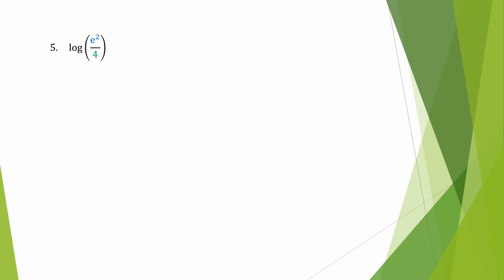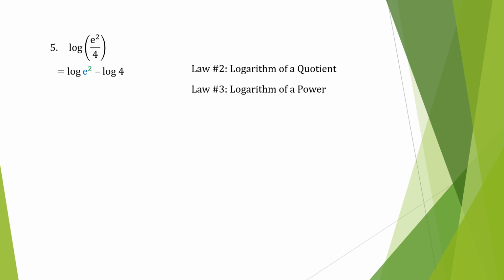Number 5, logarithm of e squared over 4. We will use logarithm of a quotient. So we have logarithm of e squared minus logarithm of 4. Next, let us apply law number 3, or the logarithm of a power. So we have 2 logarithm of e minus logarithm of 4.